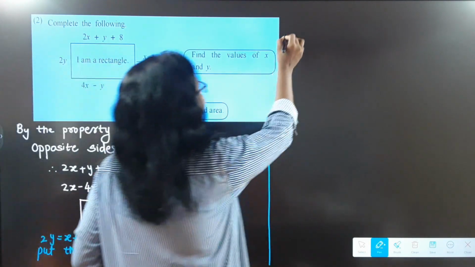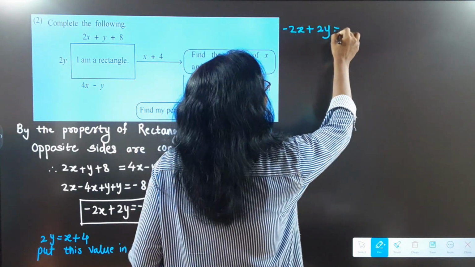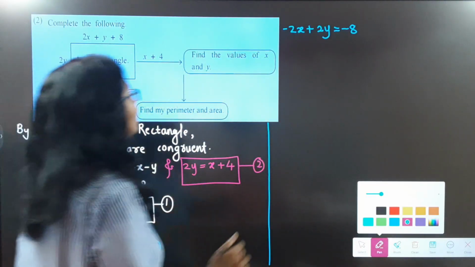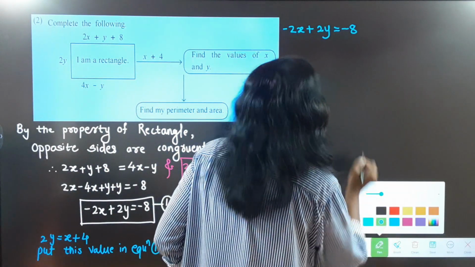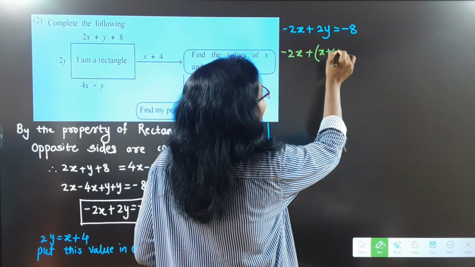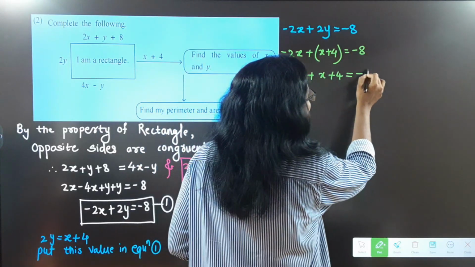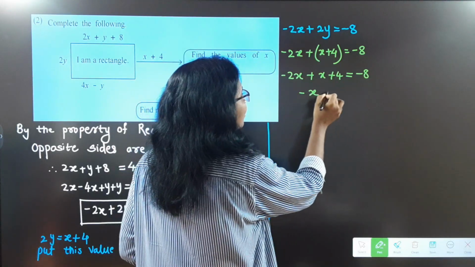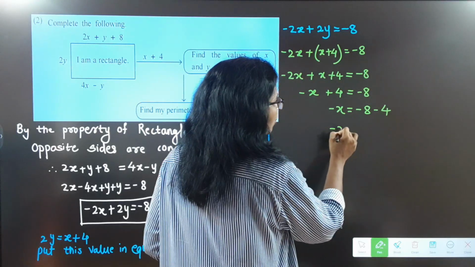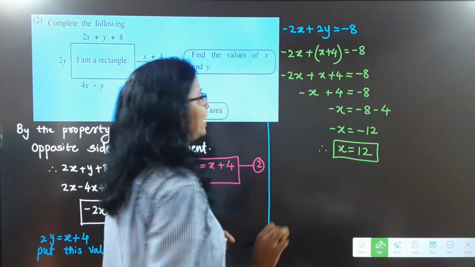Therefore equation 1: minus 2x plus 2y is equal to minus 8. And we know that 2y is x plus 4, so I write down x plus 4 at the place of 2y. So here minus 2x plus x plus 4 is equal to minus 8. So minus x plus 4 is equal to minus 8. Therefore minus x is equal to minus 8 minus 4. So minus x is equal to minus 12. So x is equal to 12, removing the negative sign on both the sides.